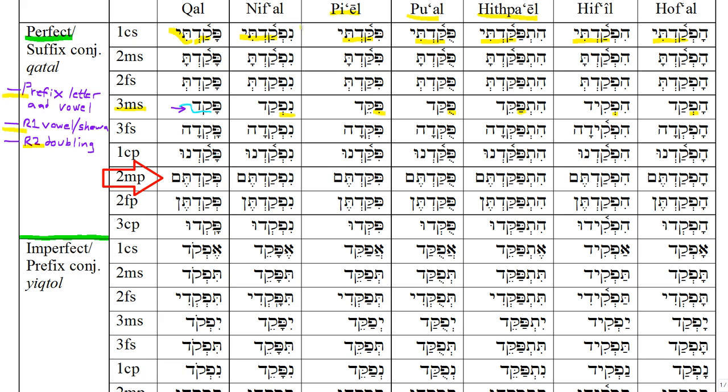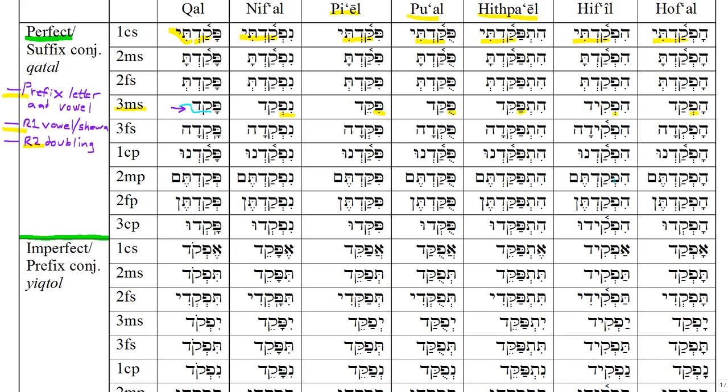Let's look at another row here. We'll look at the second masculine plurals. So we have pakadtem. Notice that the forms going across the second masculine plural row all have that same ending. Nifkadtem, pikadtem, pukadtem, hitpakadtem, hifkadtem, hofkadtem. So parsing perfects involves identifying the first part of the form, including the prefix, R1 vowel, and R2 doubling, from the name of the stem itself. Then the second part of any perfect form comes from the corresponding kal perfect.